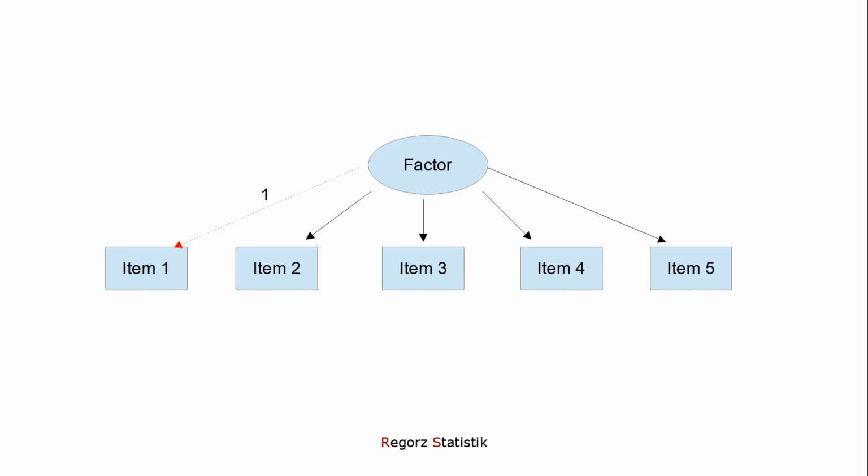We have 4 items left that are related to the factor. But we don't know how to assign a metric because this metric with a loading of 1 is used for an item that has no relationship to the factor. So this estimation will break down too.